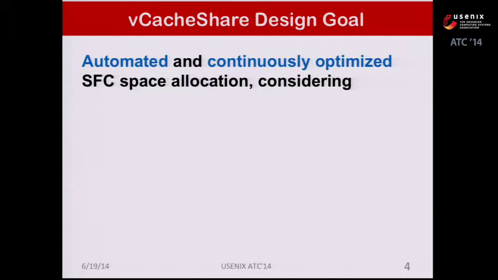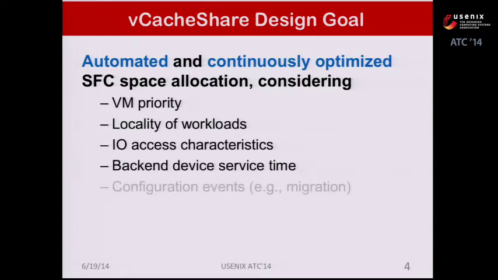It takes into consideration several different factors. First, VM priority, which is defined by the sysadmin based on the service level agreement of virtual machines. Following that, workload locality and I/O characteristics are also considered by vCacheShare. Also, the performance of the backend device is considered by vCacheShare. Intuitively, VMs with a slower device need more cache space.